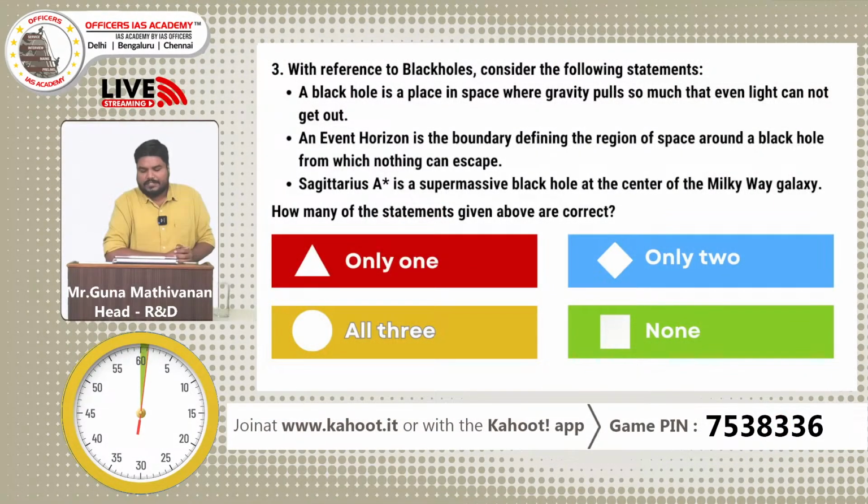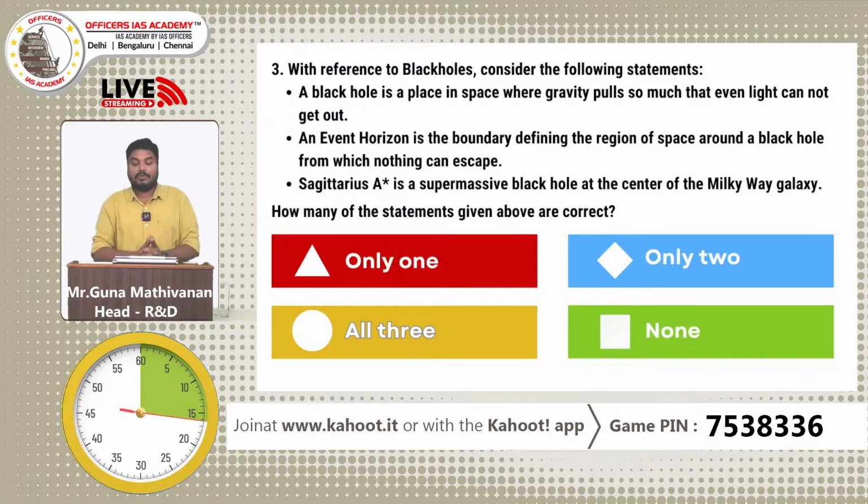With reference to black holes, consider the following statements. A black hole is a place in space where gravity pulls so much that even light cannot get out. An event horizon is the boundary defining the region of space around a black hole from which nothing can escape. Sagittarius A star is a supermassive black hole at the center of the Milky Way galaxy. How many of the statements given above are correct?